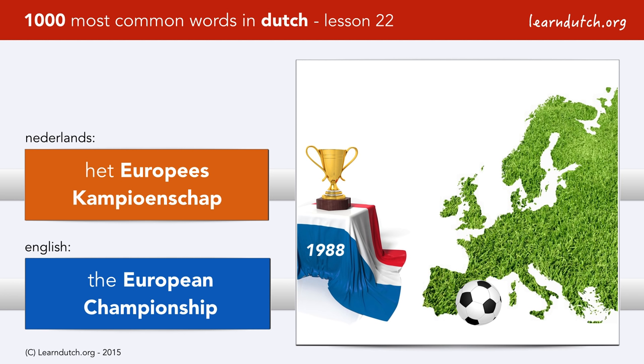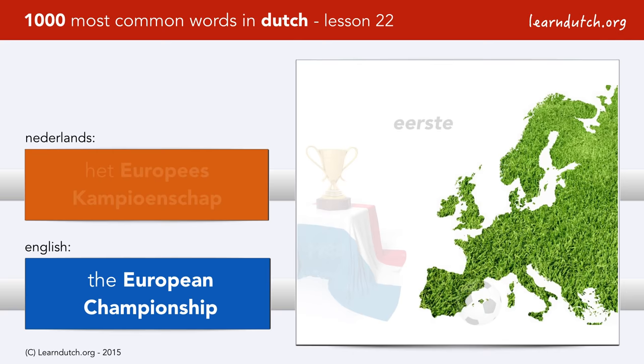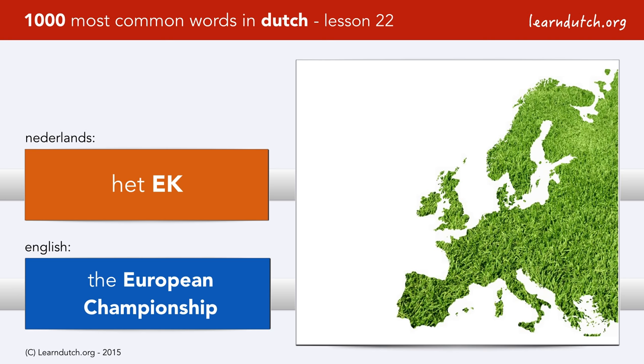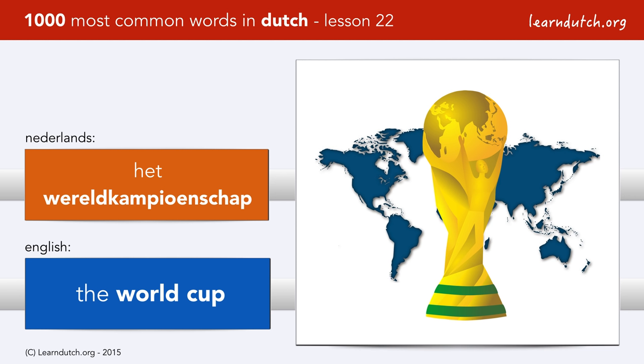Now, Europees kampioenschap is a long word, and therefore we mostly use the abbreviation. Het EK. And this is the one we would like to win. Het wereldkampioenschap. Or for short, het WK. Our best result, tweede.